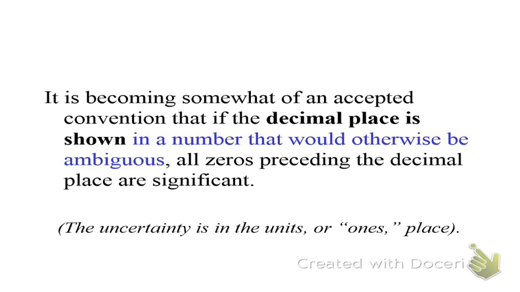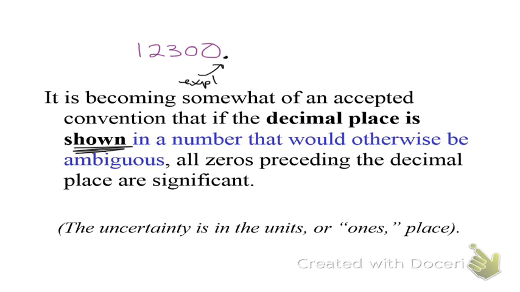So it's becoming somewhat of an accepted convention that if the decimal point is shown in a number that would otherwise be ambiguous, then all of those trailing zeros are significant. Let me give you an example. There is our ambiguous number, and now I am going to show the decimal. My decimals I show don't have any dots around them. This actually is an explicit decimal.